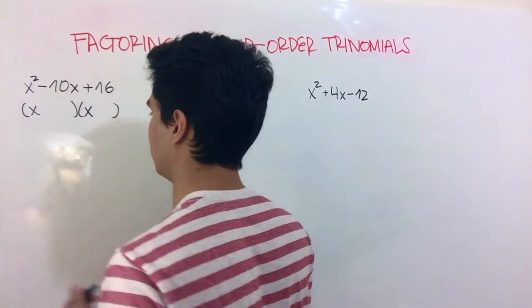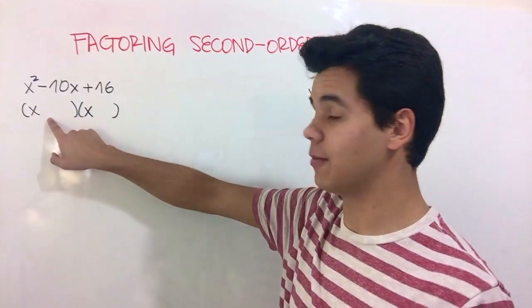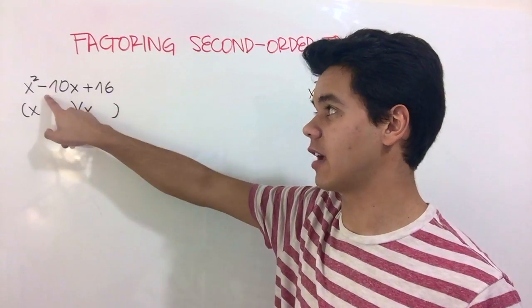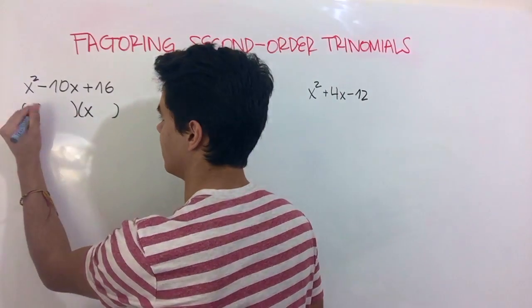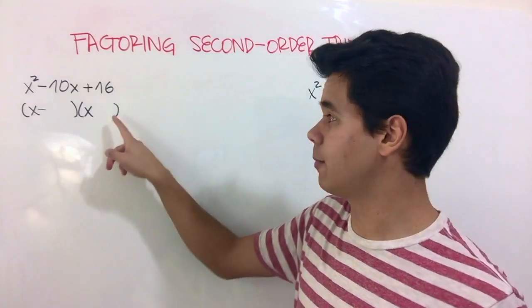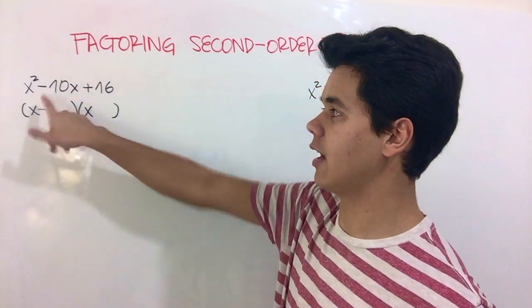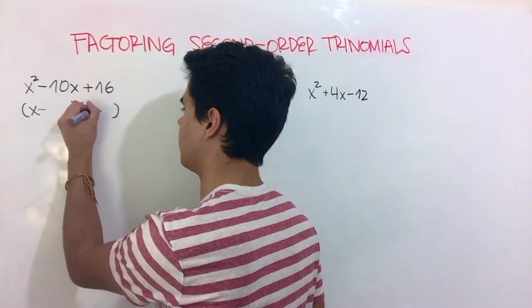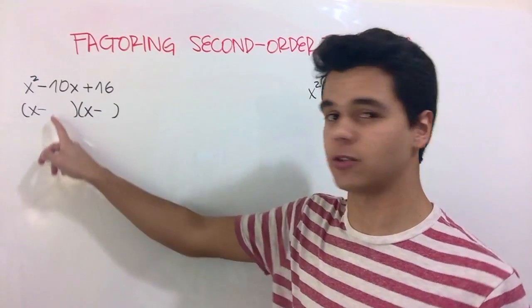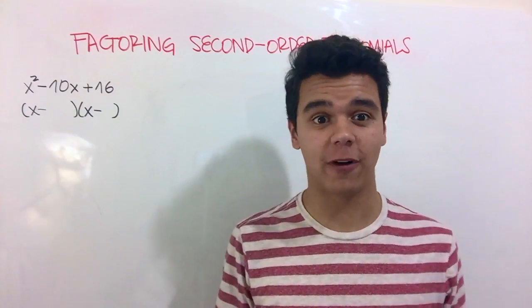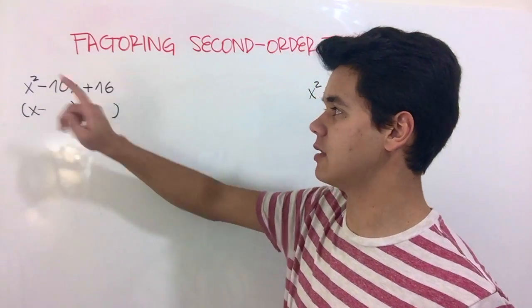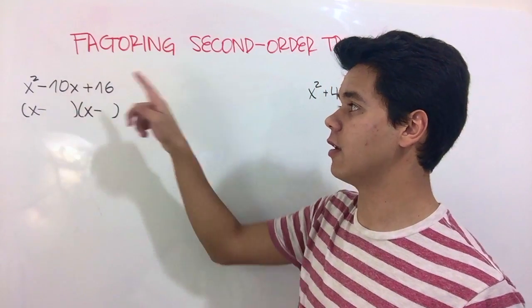The sign that you're gonna put here is gonna be the same sign that you have in your second term. In this case, this is negative. The sign that you're gonna put here is the product of the signs of your second and third terms. So negative times a positive is a negative. Finally, we have to deal with the numbers that we're going to put here and here. So we have to find two numbers that added together give us negative 10 and multiplied together give us 16.